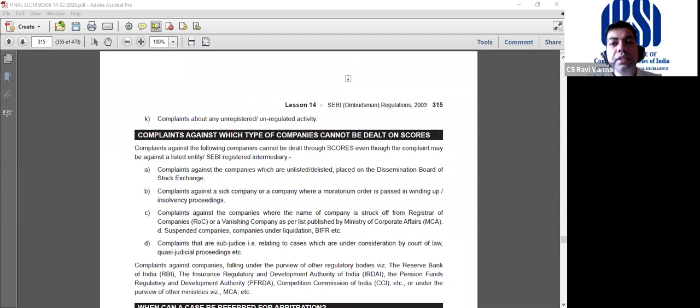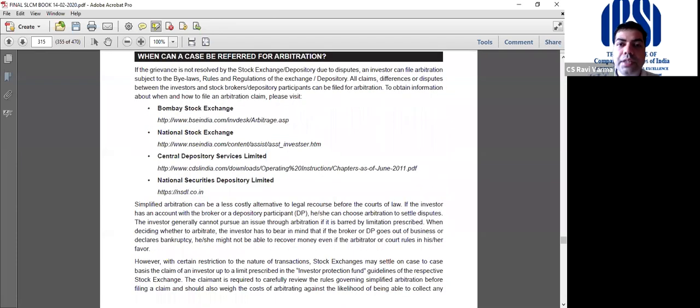So that is a SCORES and arbitration reference, which is on this page also. You will find there is arbitration. Now the next question comes for unlisted. There is complete silence, there is nothing like that. You can go for SCORES.